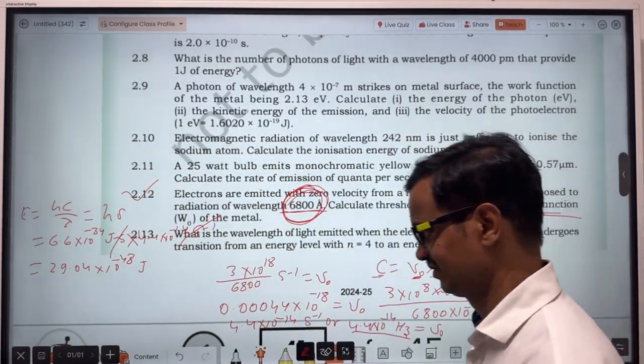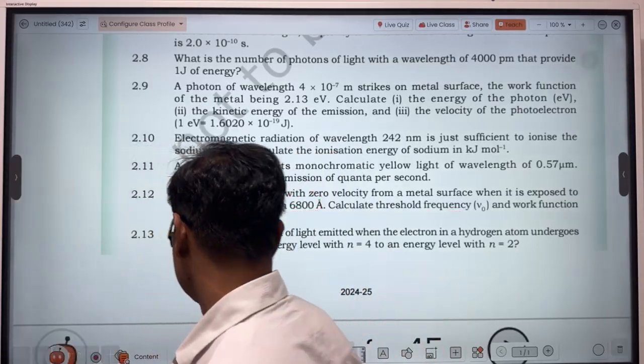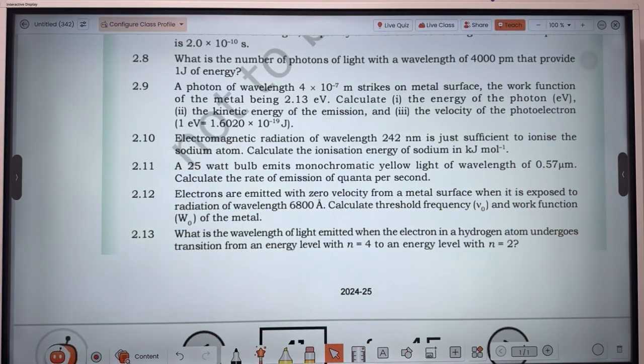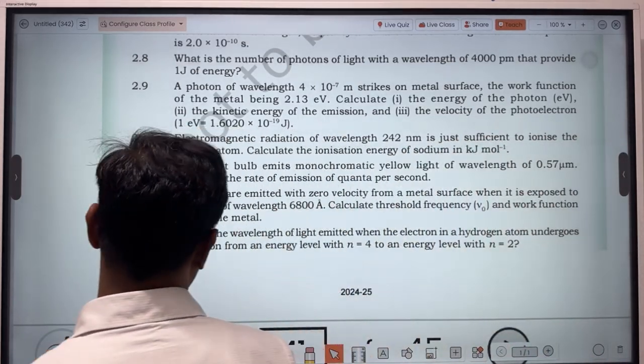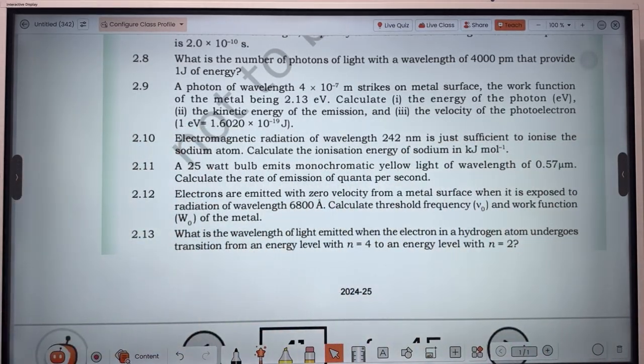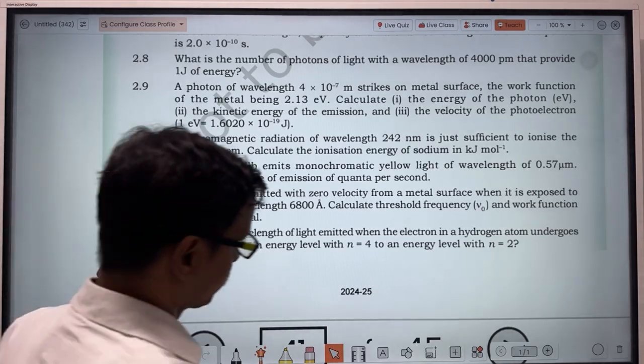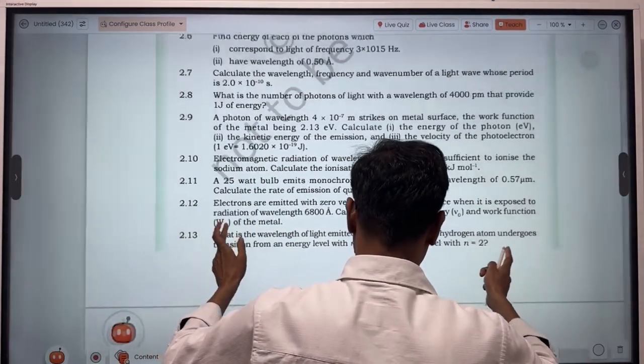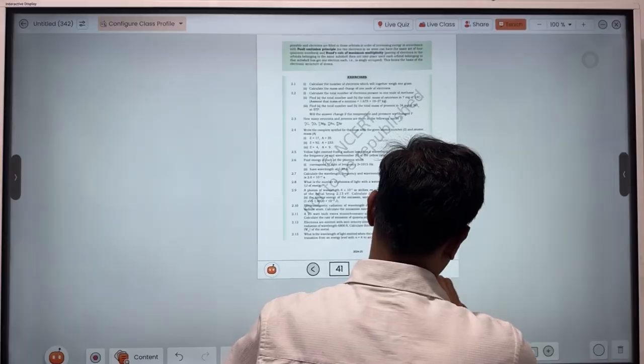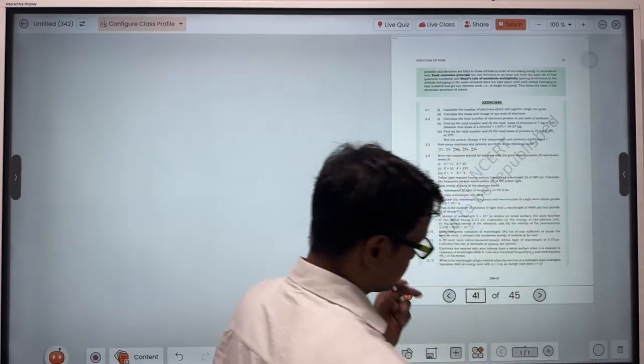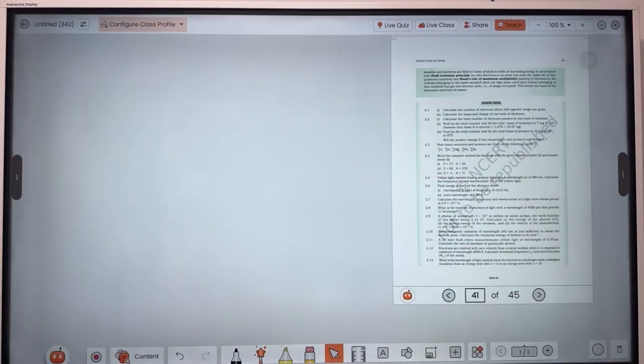Okay guys, now let's see the next question. The question is, what is the wavelength of light emitted when the electron in a hydrogen atom undergoes a transition from an energy level with n equal to 4 to an energy level with n equal to 2? That is, the electron is going from n equal to 4 to n equal to 2. Then how much energy will be emitted?